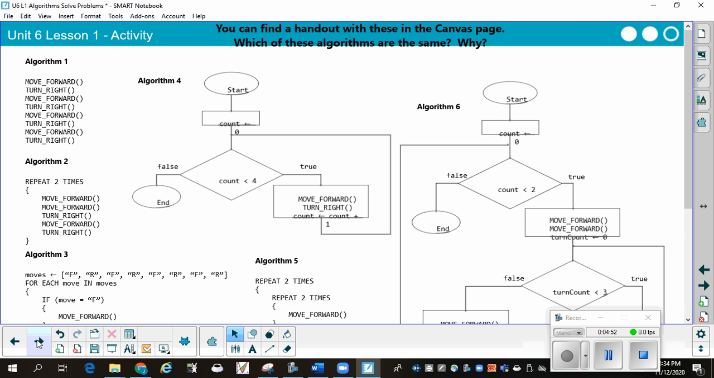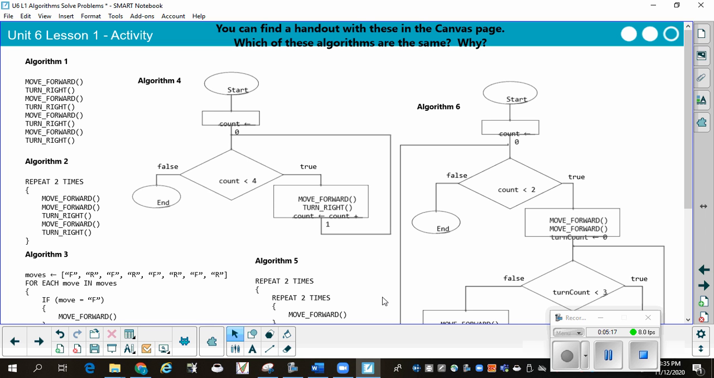What I want you to do is look at these different algorithms. There's 6 of them, and sometimes on the paper you can spread it out or write down. Well, look at algorithm 1, 2, 3, 4, 5, and 6. And you want to tell me which of these algorithms are the same and why. What makes it the same? What is your criteria for being the same?